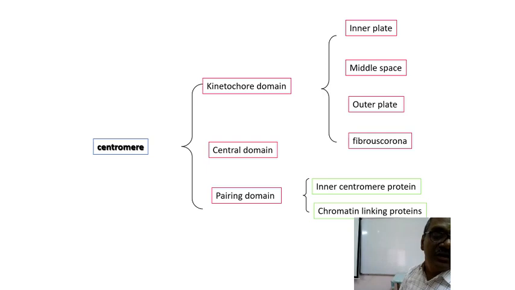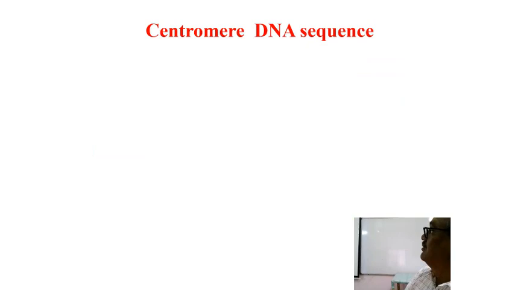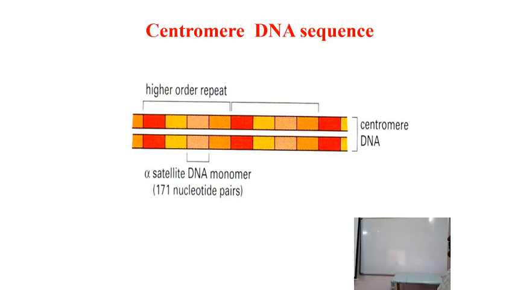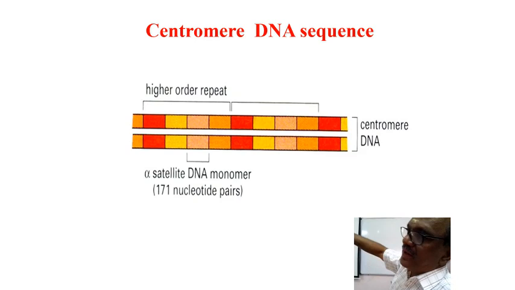Then the centromere also has the kinetochore domain, central domain, or pairing domain, and in the kinetochore domain there are different places, and the pairing domain also has two important ones, I think you know. Then the centromere DNA sequence: in the centromere we have seen highly repetitive sequence, and the telomeric region at the top, isn't it? So satellite regions are present here also. Some of the regions are alpha satellites, DNA monomers of 171 nucleotide pairs, present in the centromere sequence. So centromere, then telomere, then in the central part all the other genes.